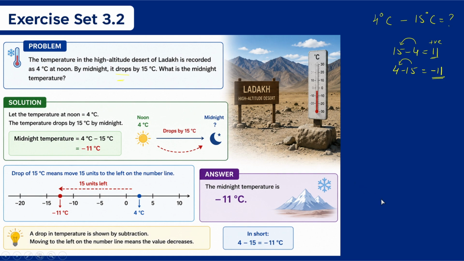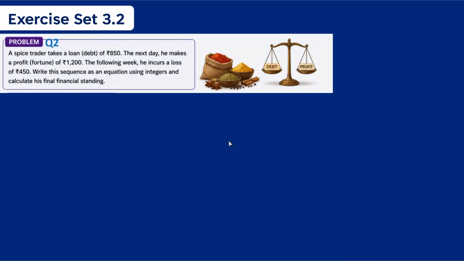Let's move to the next question, wherein a spice trader takes a loan, which is debt, of rupees 850. The next day, he makes a profit, a fortune, of rupees 1200. The following week, he incurs a loss of 450 rupees. Write this sequence as an equation using integers and also calculate his final financial standing. Let's discuss the solution to this question.